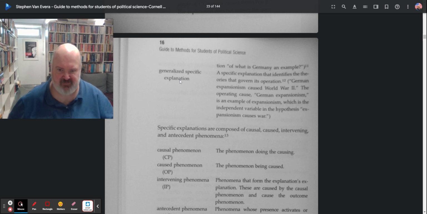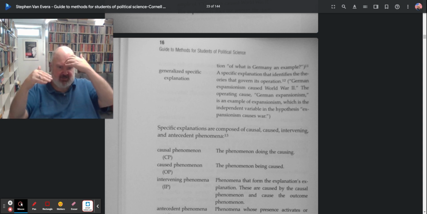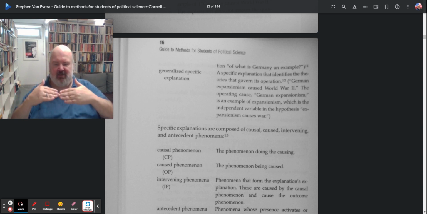Now, a generalized specific explanation identifies the theories that govern its operation. German expansionism caused World War II. That's the generalized explanation, right? The operating cause, German expansionism, is an example of expansionism, which is an independent variable in the hypothesis that expansionism causes war, right? So again, that general thing is the generalized specific explanation. German expansionism caused World War II. The operating cause, German expansionism, is an example of expansionism.